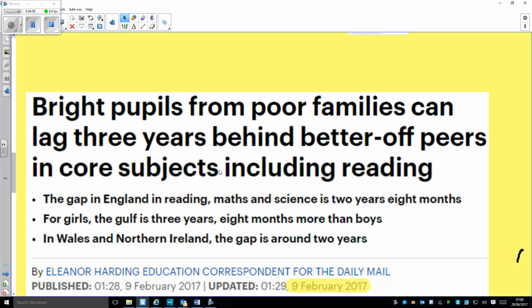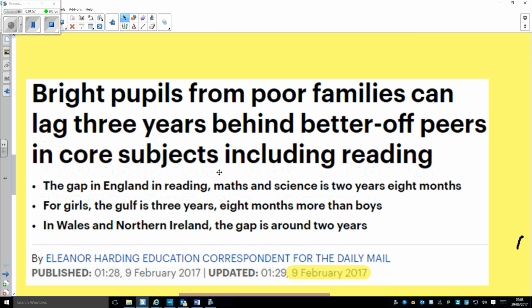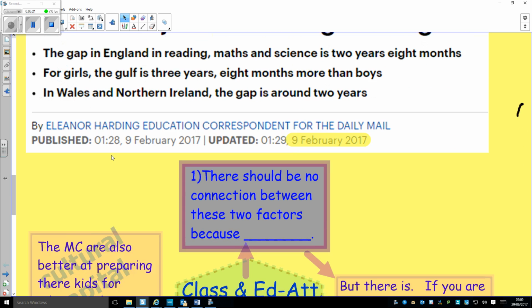This is such a big deal, it appears in the paper. Read that headline there, from February 2017. When they do reading age tests, when they're 11 and 14, the bright kids from poor families are 3 years behind in their reading age tests. 3 years.